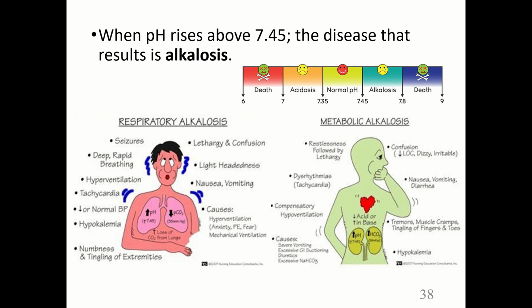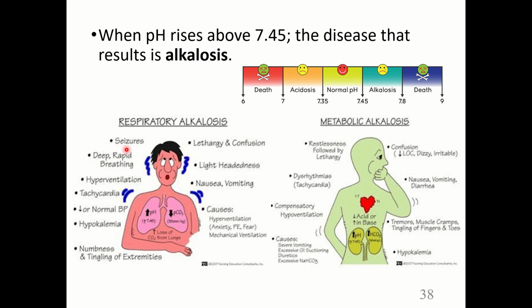When pH rises above 7.45, the disease that results is alkalosis. Again, there are two types of alkalosis. There's respiratory alkalosis and metabolic alkalosis. Alkalosis is not as common as acidosis. Respiratory alkalosis can be caused by hyperventilation seen in anxiety. And as the blood pH rises.